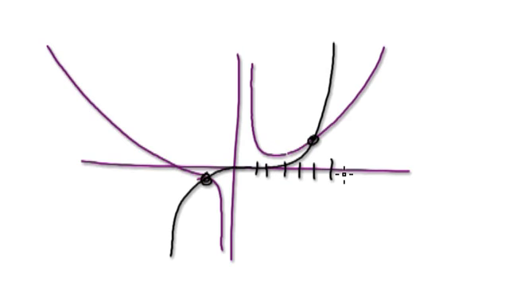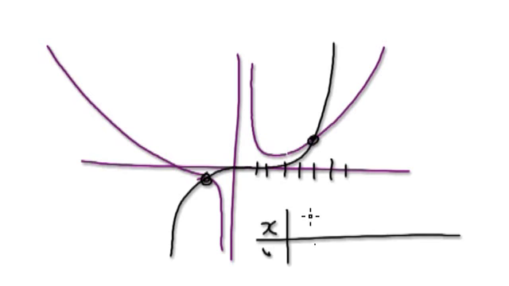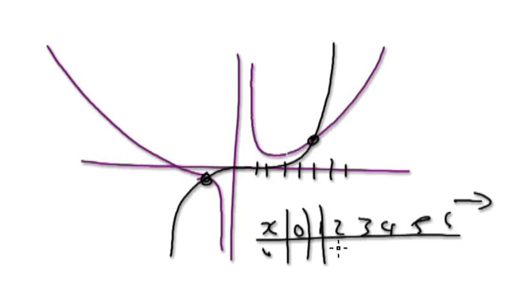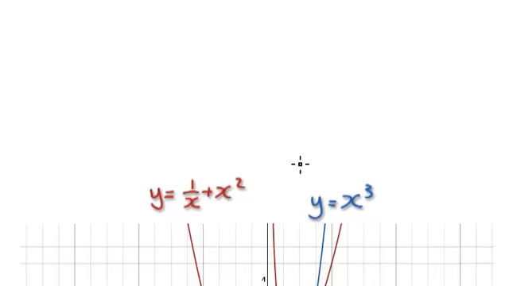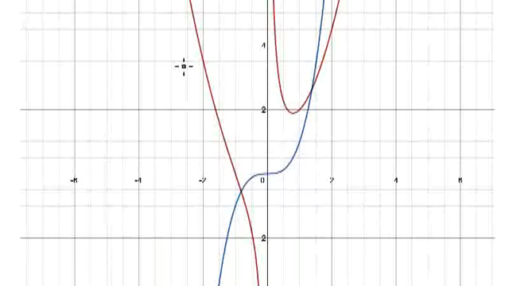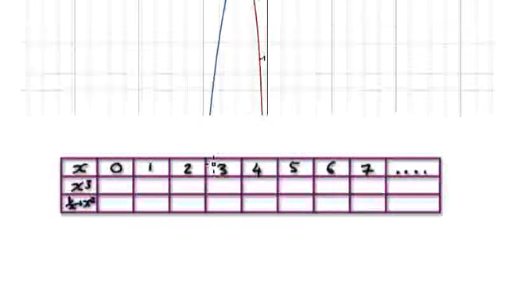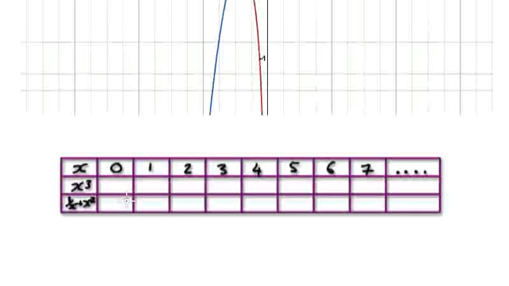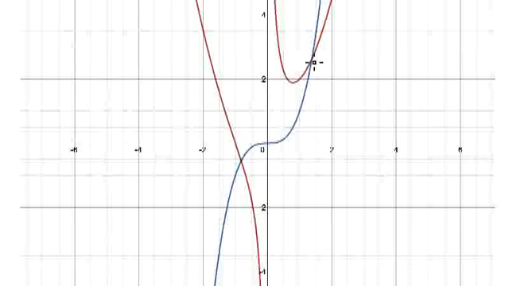Because you don't know the scale here, you would create a table like this: x, and then you would guess 0, 1, 2, 3, 4, 5, 6, and so on, until you find the point at which the two lines cross. So this is what the two graphs will actually look like, and we created a table to find out where the two lines cross.